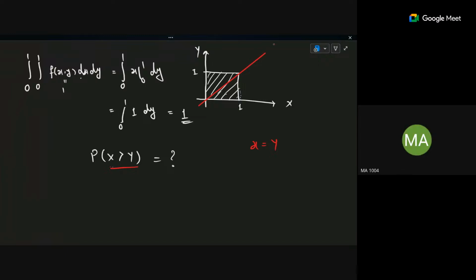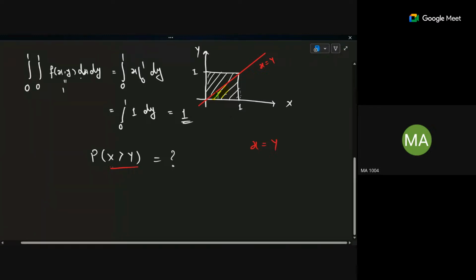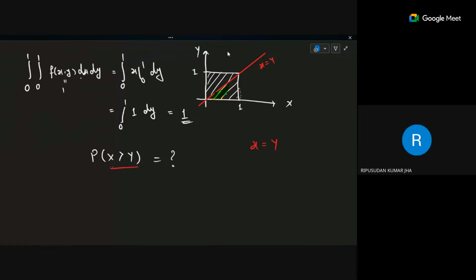Fine. And we will find the area below the line or above the line. Below, below the line. x greater than y is below the line. So this will be the area. Just change the color. So half into 1 into 1.